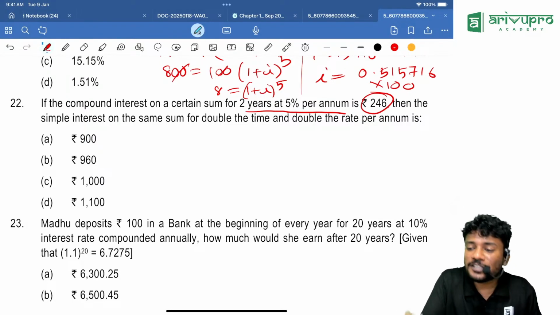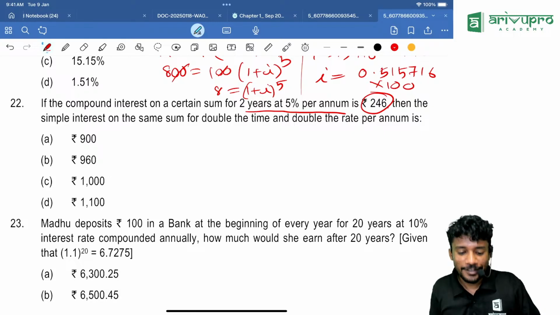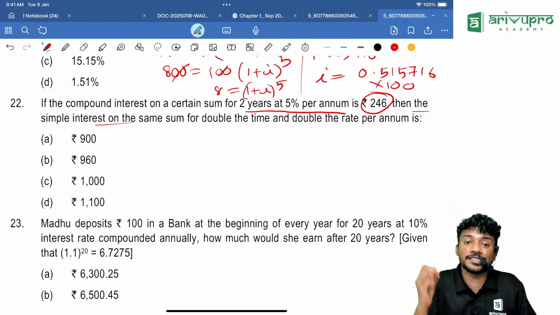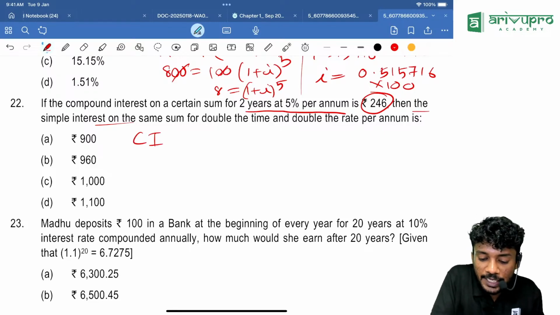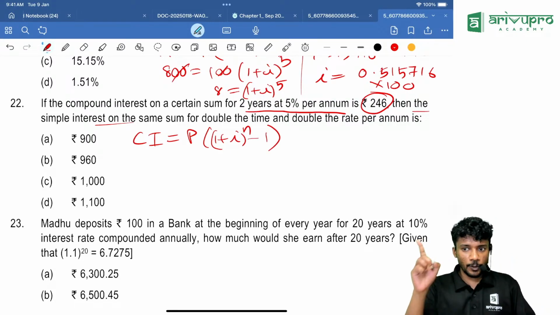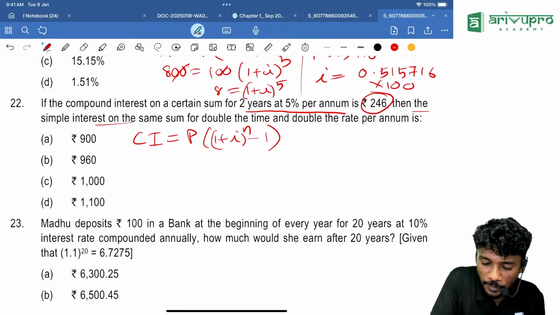If compound interest on a certain sum for 2 years at 5% per annum is 246. So what is this 246? Compound interest. Then the simple interest is how much is the question. So CI is equal to P into (1 plus I) the whole power n minus 1. Anyone is having doubt over that? No.